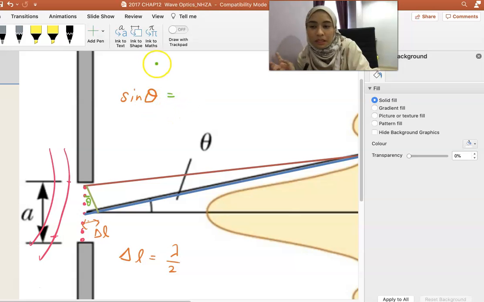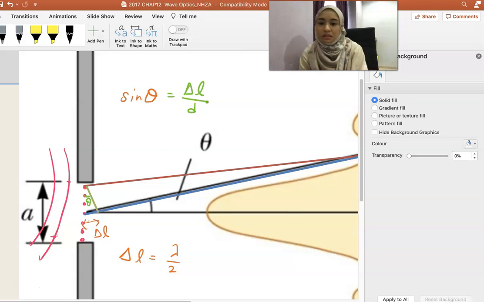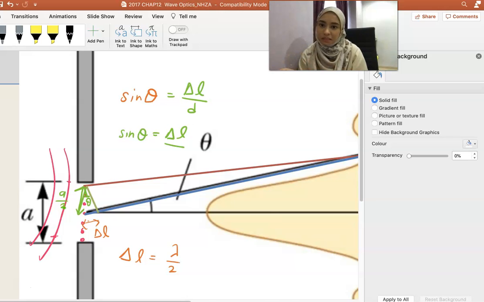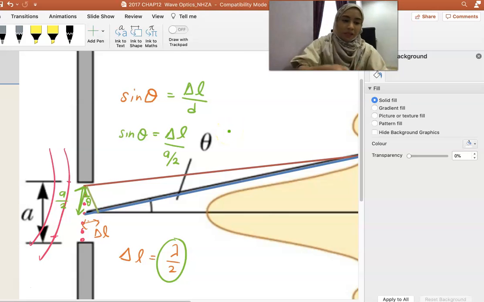We have seen that in Young's double slit interference, sine theta is equal to delta L, opposite over hypotenuse, which was over D. For this case, our sine theta is opposite, which is our path difference, over, what is this guy? Let me try again. This is actually A over 2. It's half the width of the slit. So A over 2. Now remember, what should the path difference be for destructive interference to happen? Delta L should be lambda over 2. So I'm going to plug that in.